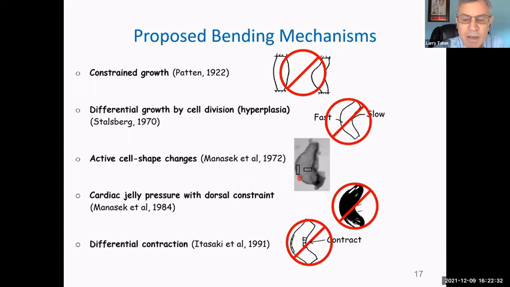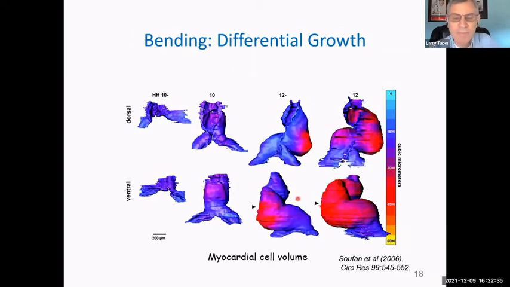But then along came this paper about 15 years ago by Soufan et al., where they found that the heart cells change size during looping, with the myocardial cells along the outer curvature becoming about 2 to 3 times larger than those along the inner curvature. These results came as something of a surprise, because prior to this time, it was commonly thought that the heart grows almost exclusively by cell division before birth and by increase in cell size, or hypertrophy, after birth.